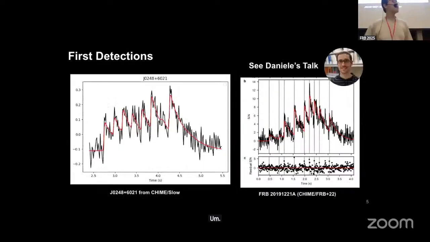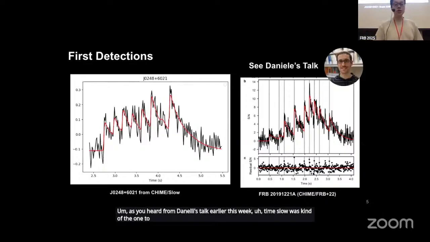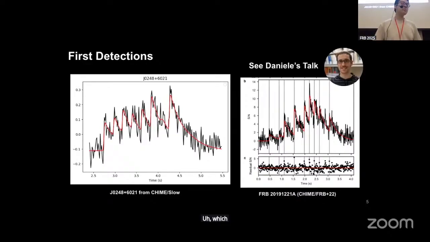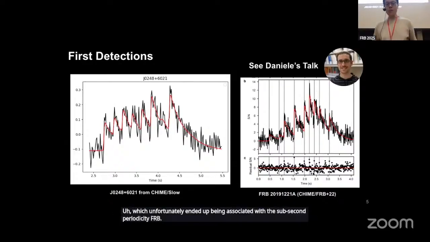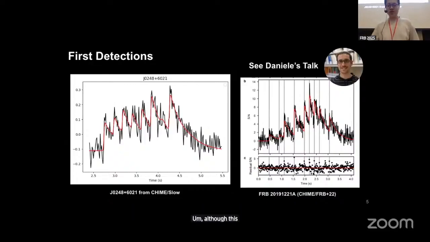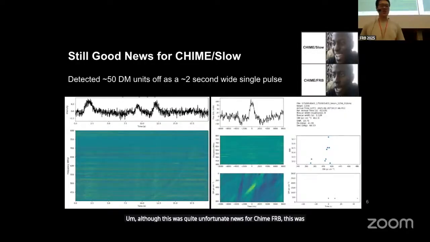As you heard from Daniele's talk earlier this week, CHIME Slow was the one to redetect this known pulsar, which unfortunately ended up being associated with the sub-second periodicity FRB. Although this was quite unfortunate news for CHIME FRB, this was pretty good news for CHIME Slow.